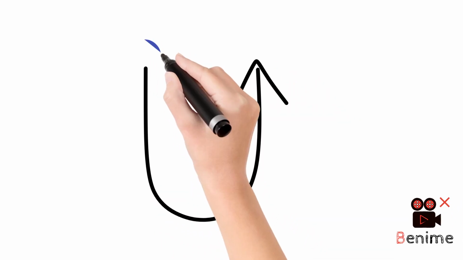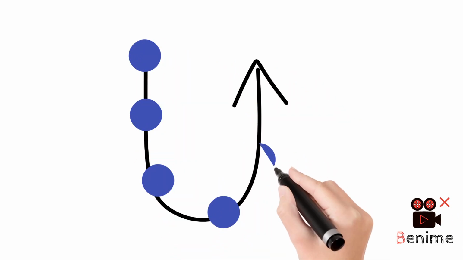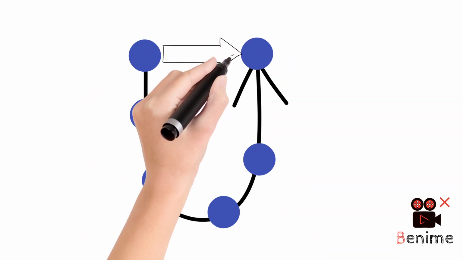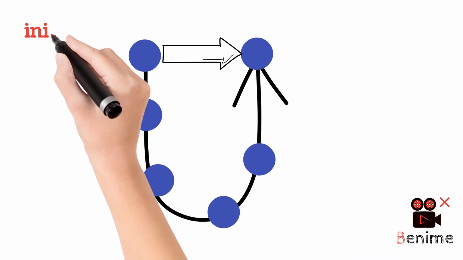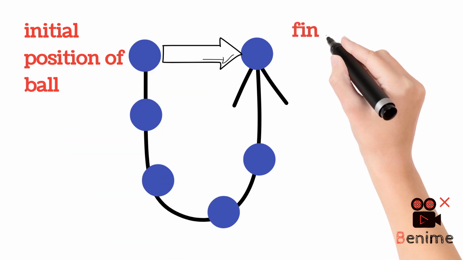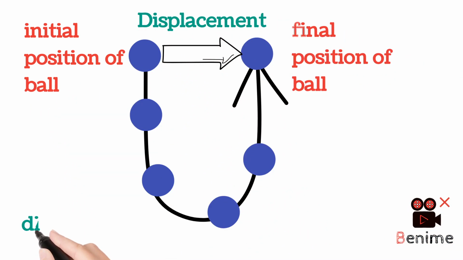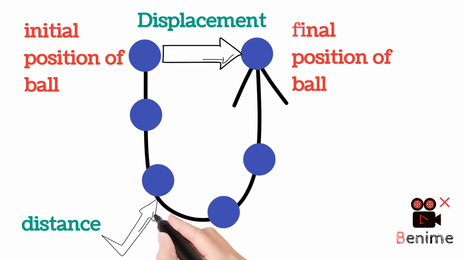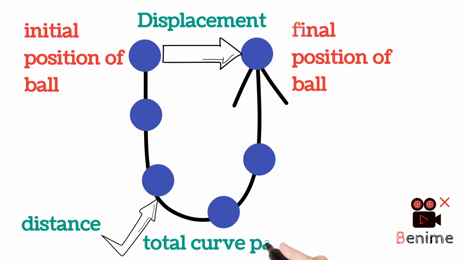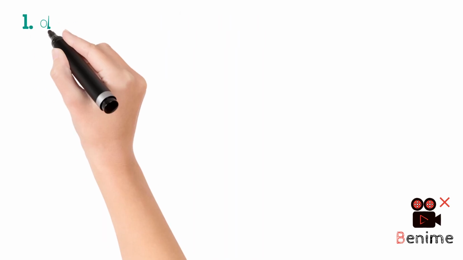In the figure, a ball is moved from one point to another. The arrow represents the displacement of the ball, but the curved path is the actual distance covered by the ball. So displacement is a vector quantity, whereas distance is only magnitude. Remember that displacement is always less than or equal to the distance.